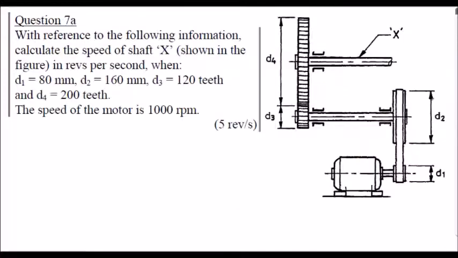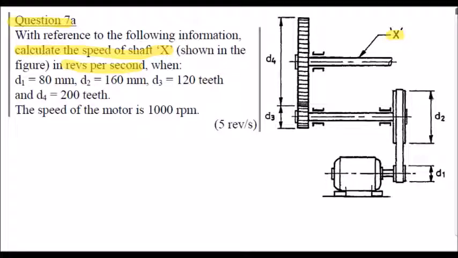What I would like you to do is to have a go at question 7 actually. Nice short little question here, but it's mixing diameters and teeth. But that shouldn't be a problem if you understand your relationships now between diameters, teeth and speeds. Okay, so question 7a. With reference to the information shown, we've got to calculate the speed of shaft X, which is the output shaft here, in revs per second.